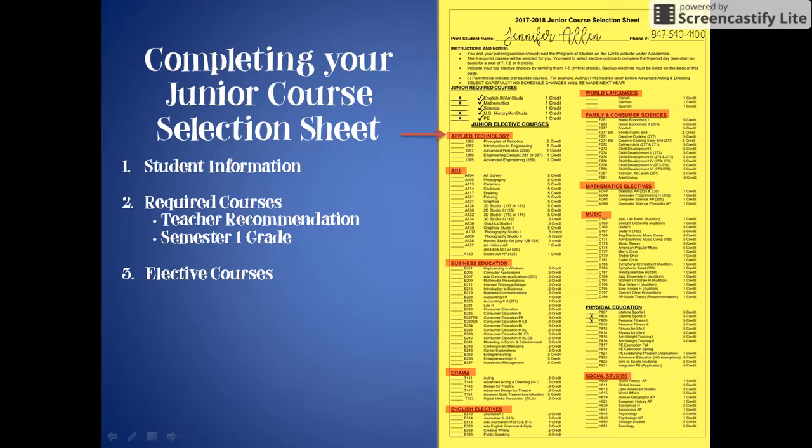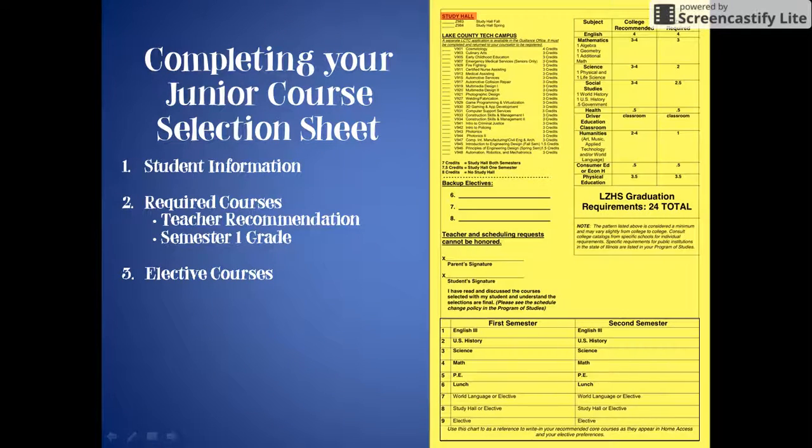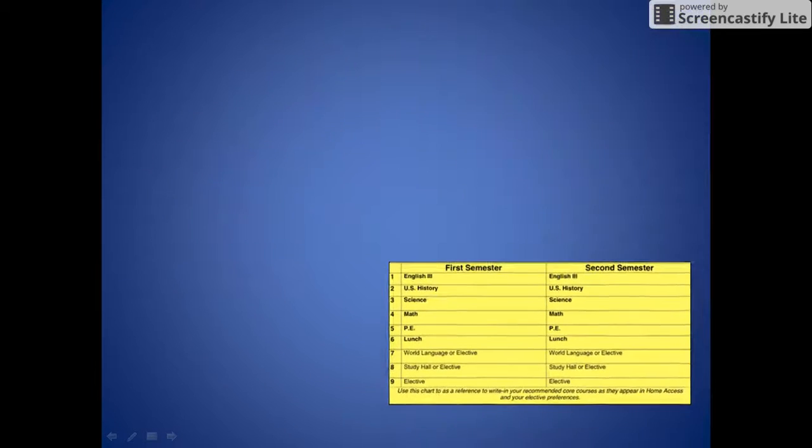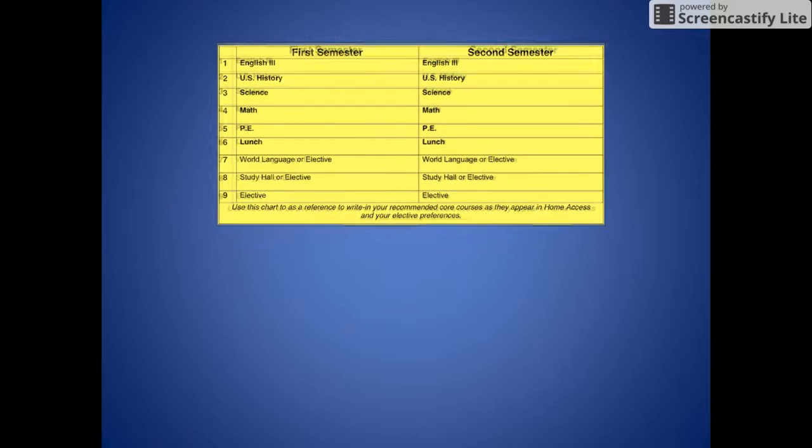Next, we'll take a look at the elective courses. The electives are organized by department. On the back, you'll also notice that we have study hall on there. Take a look at this chart that we included in order to help you figure out how many spaces you have in your schedule.